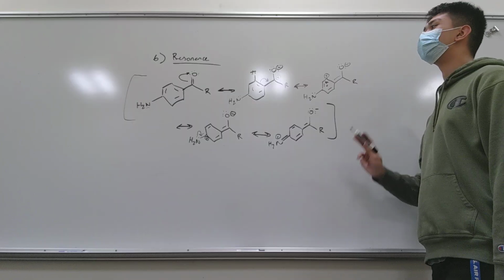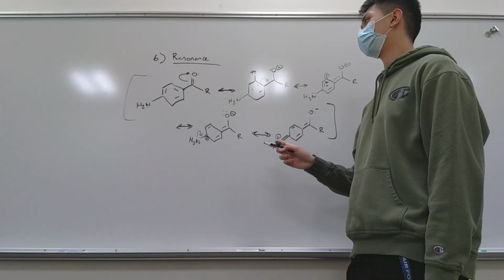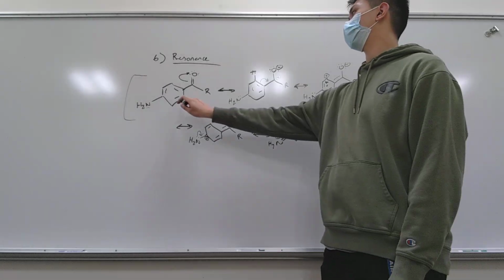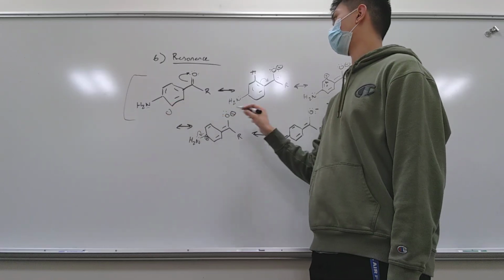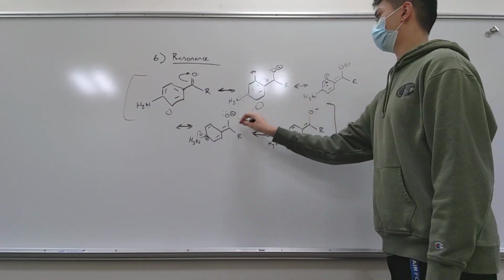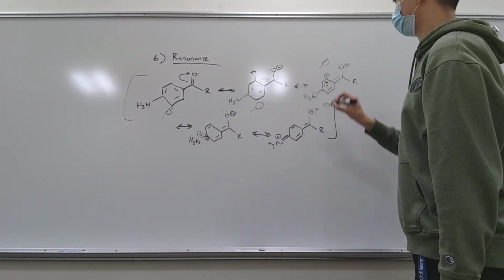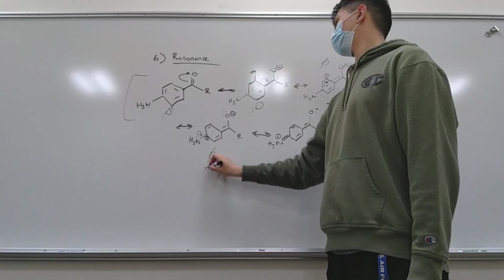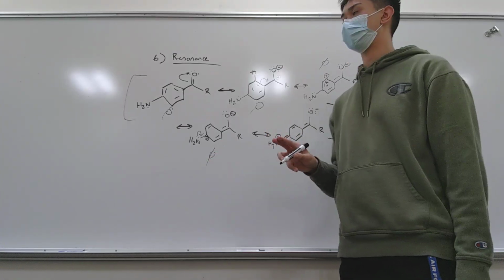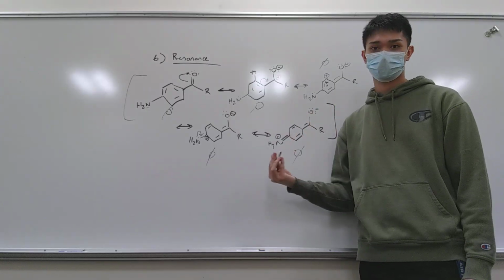Okay, so in each of the structures, we can see that the net charge hasn't changed, right? This one has 0 net charge. This one has a positive and negative, canceling each other out, so that's 0. This one has a positive and negative, that's also 0. Positive, negative, 0. Positive, negative, also 0. Valid Lewis structures, valid formal charges, valid resonance.